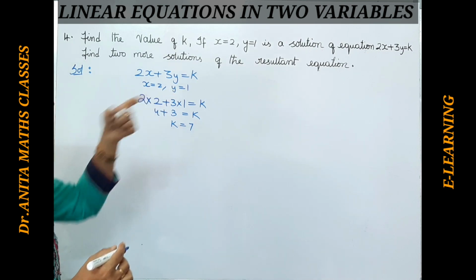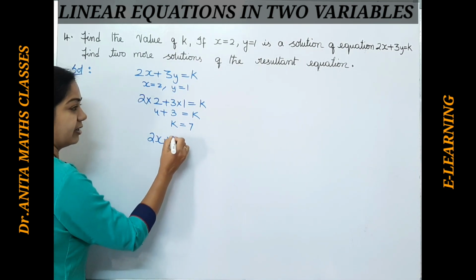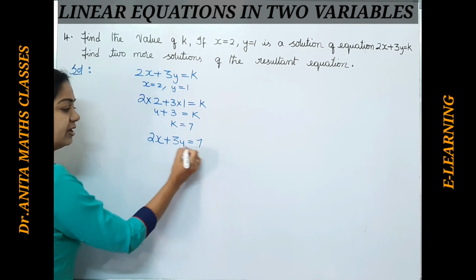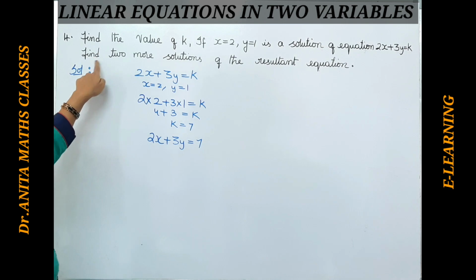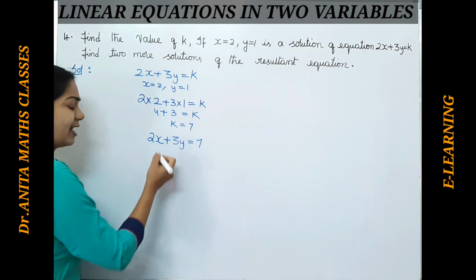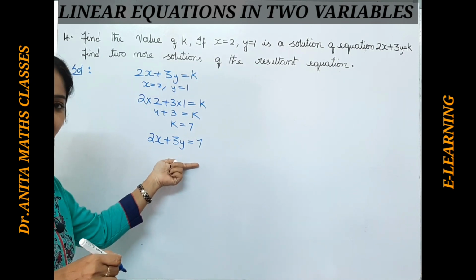Now we substitute the k value. We got k as 7, so this is the resultant equation: 2x plus 3y equals 7. For this resultant equation we need to find two more solutions. How do we find the solutions? By substituting any value for x we can find the value of y.